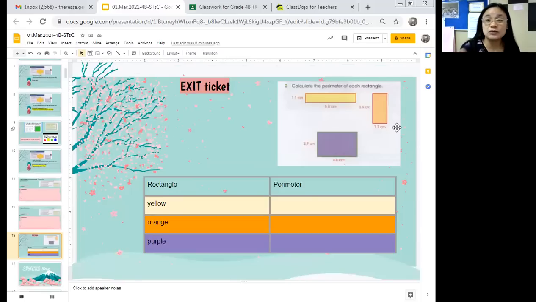The last thing you're going to do for math is answer this exit ticket, wherein I'm going to ask you what the perimeter of this rectangle is. We have 3 rectangles here: yellow, orange, and purple.